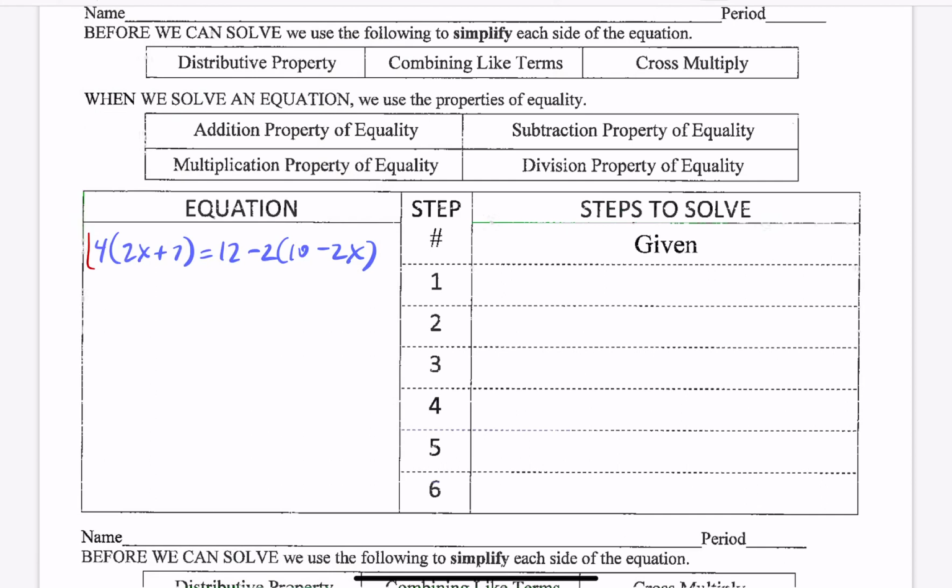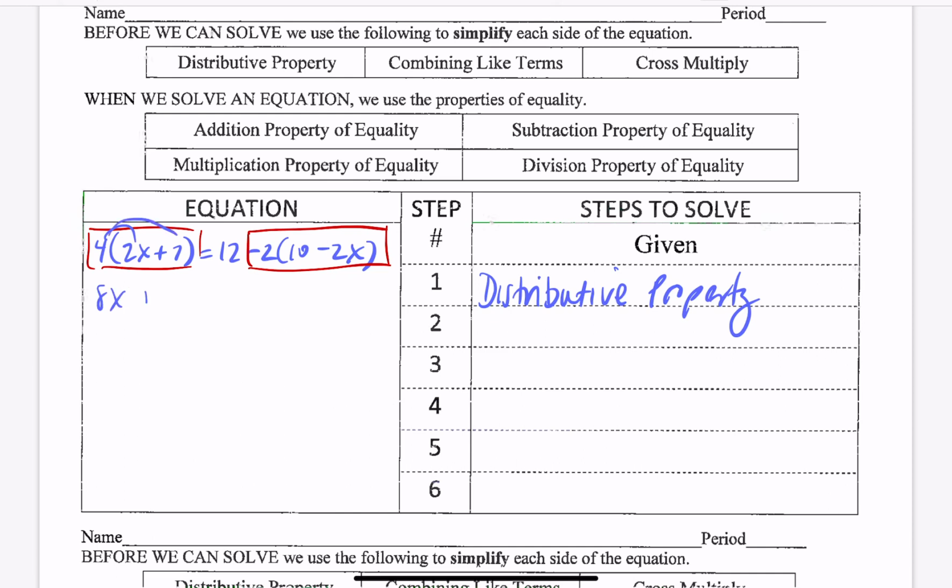So on the left side, the whole left side is going to get simplified. Over on the right, though, this minus 2 is going to get multiplied by everything in those parentheses. So I am using the distributive property on this step. And when I do that, I get 8x plus 28 equals, my 12 just comes down because I'm not doing anything with it yet. Minus 2 times 10 is minus 20. Minus 2 times minus 2x is plus 4x.